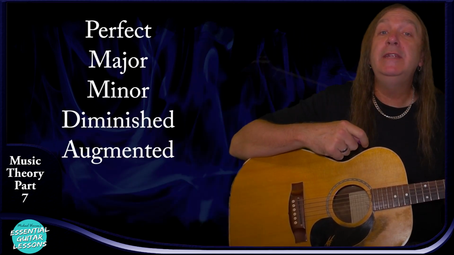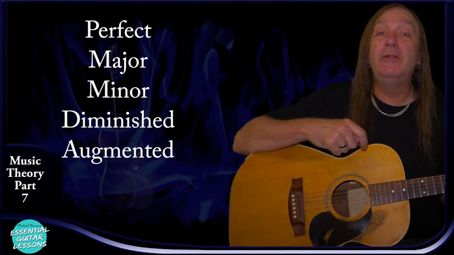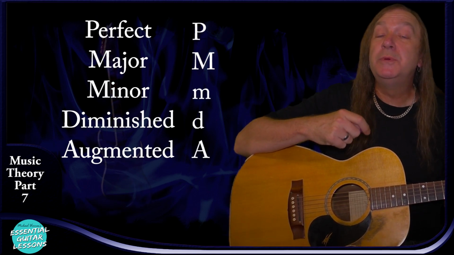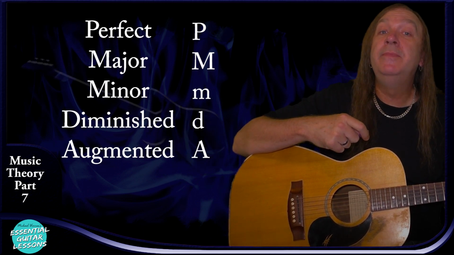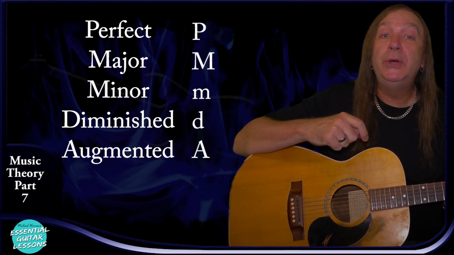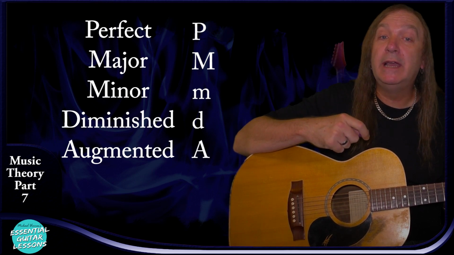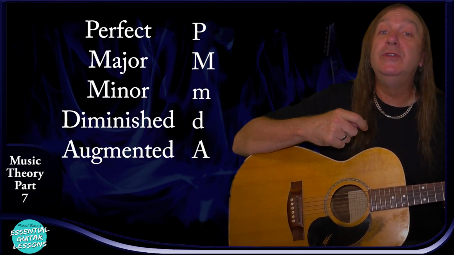The next thing we need to know is the quality. And the qualities we use are perfect, major, minor, diminished and augmented. So for major we write a capital M, for minor we use a lowercase m, for the perfect we use a capital P, for diminished we use a lowercase d, for augmented we use a capital A. So that's our qualities there. Perfect, major, minor, diminished and augmented.